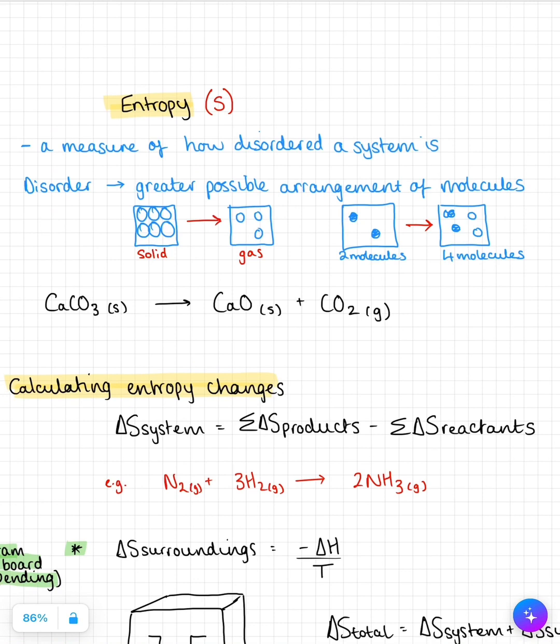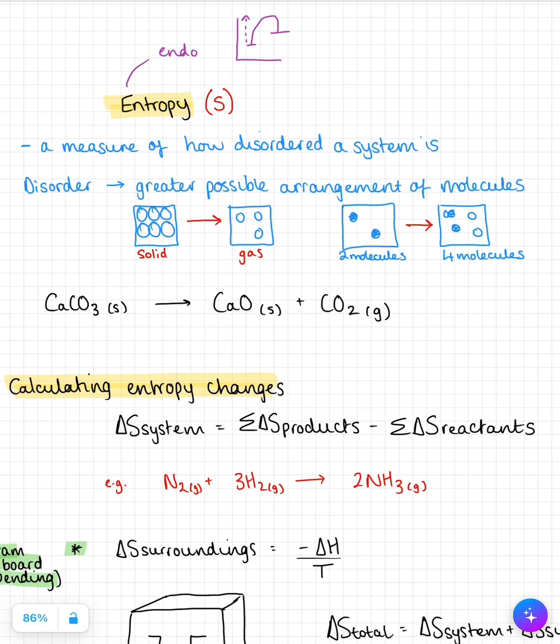On to entropy. Now, why do we need to know about entropy? Entropy explains to us why endothermic reactions, which typically have a very high activation energy, actually occur. For an endothermic reaction, we would really need a lot of energy to start this chemical reaction, and the products are less stable than the reactants.